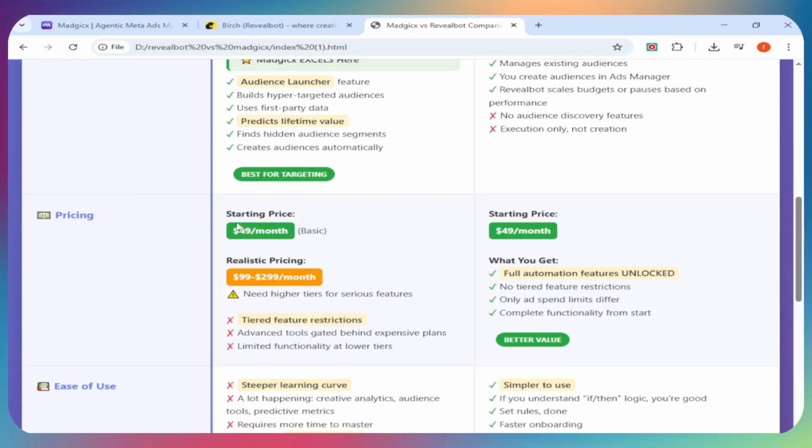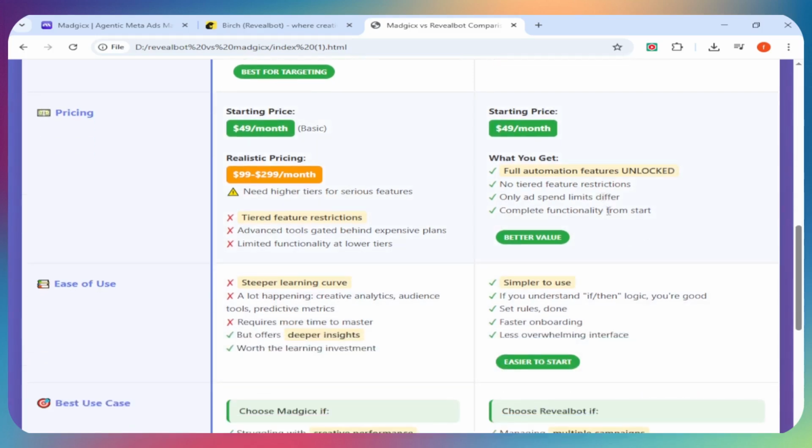Pricing. Madgicx starts at $49 a month, but realistically, you need their $99, $299 plans for serious features. Revealbot starts at $49 a month with full automation features unlocked, no tiered feature restrictions, just ad spend limits. For the same price, Revealbot gives you complete functionality, Madgicx gates advanced tools.